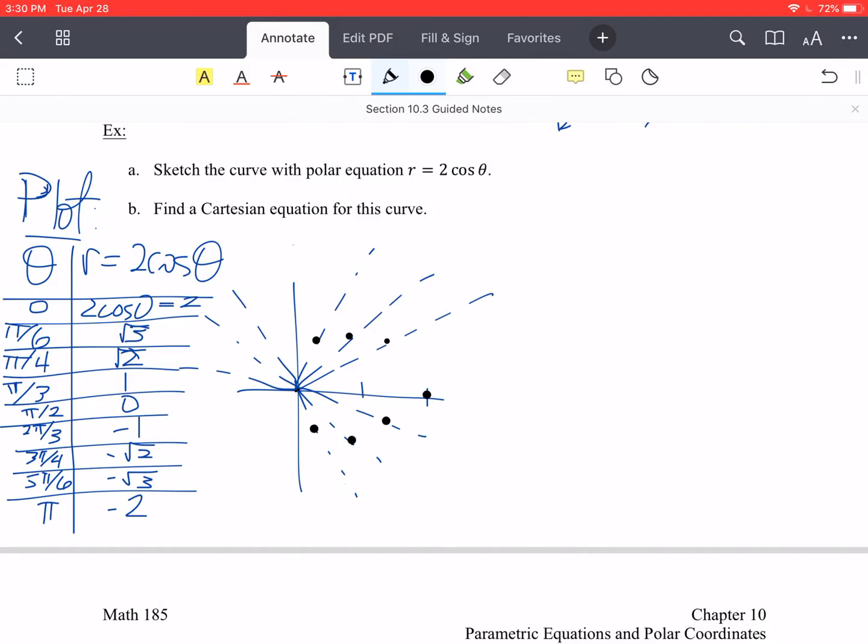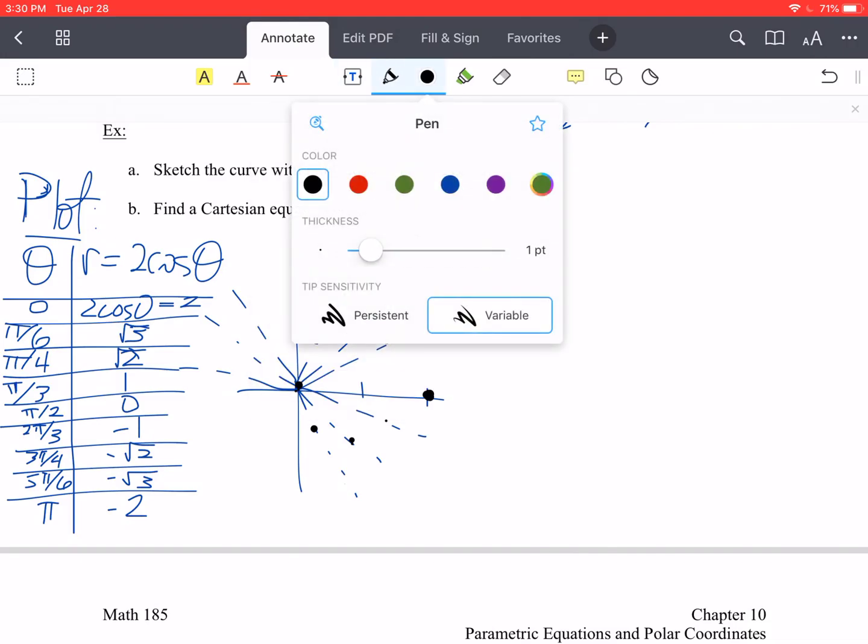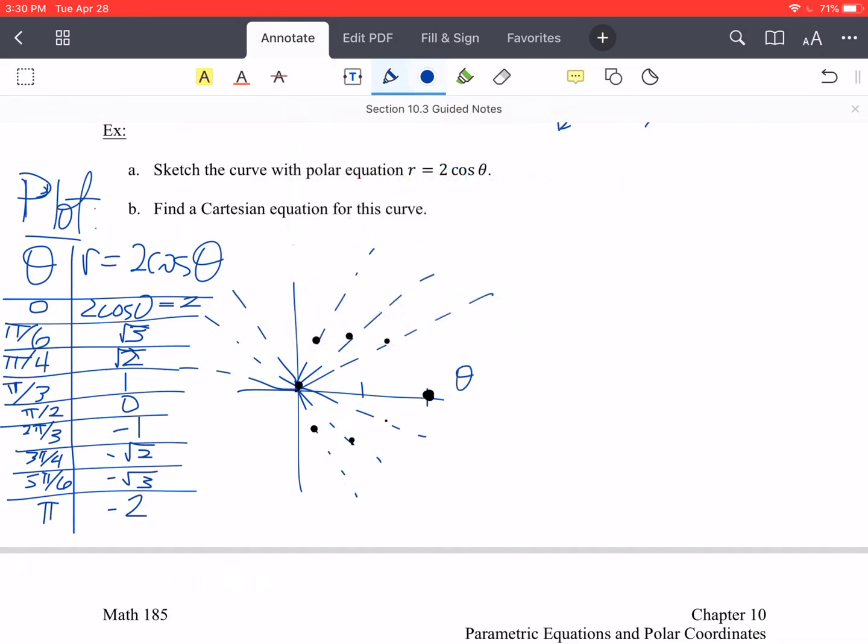Okay. And then we have pi comma -2. So pi is, of course, out here, but we're on the negative side, so that actually just brings us right back to where we started. So theta equals 0 and theta equals pi are both out here. Let me go ahead and just write the points on here. That'll be a little more clear.